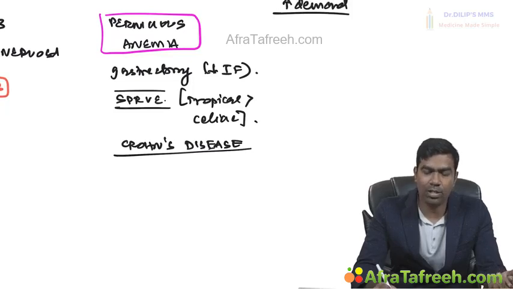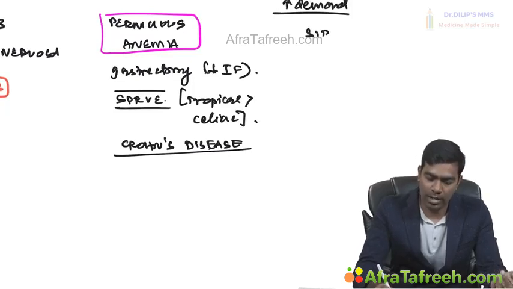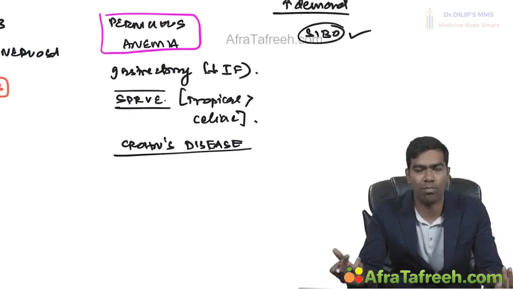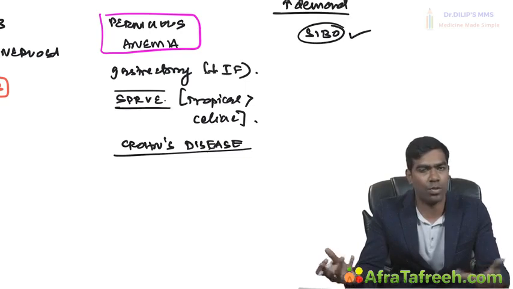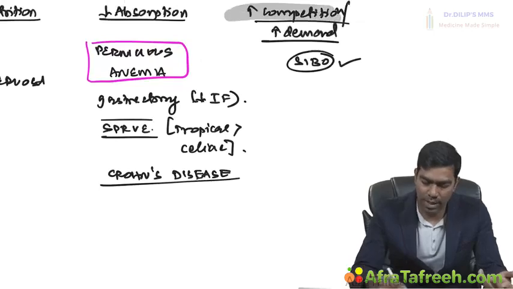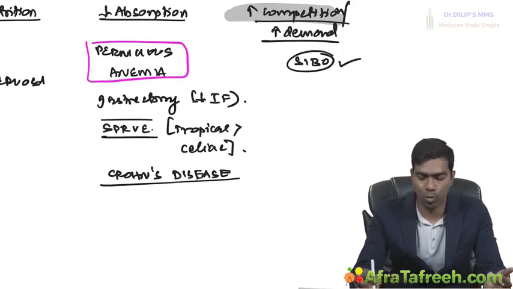So whenever you have increased competition and demand, you can get something called SIBO, small intestinal bacterial overgrowth, where the bacteria proliferating in the small intestine take up a lot of B12 and leave very little B12 for absorption. That is due to the increased competition from the bacteria. So that's what we call SIBO, small intestinal bacterial overgrowth.